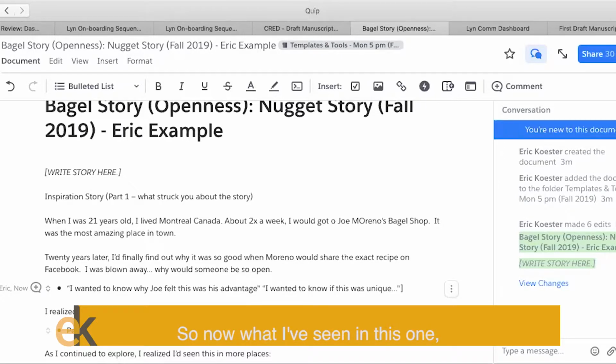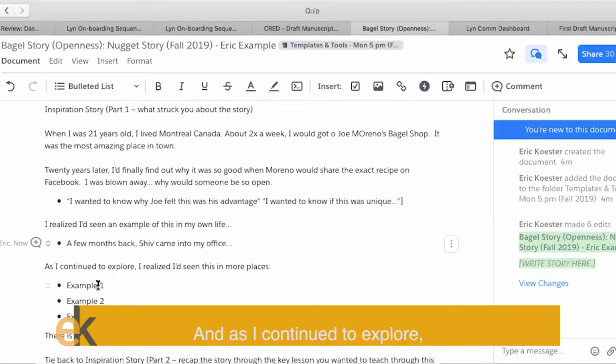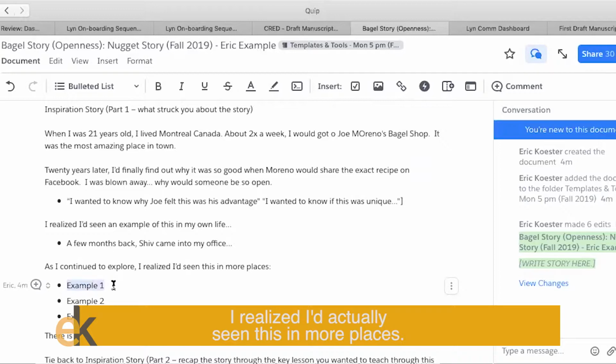So now what I've seen in this way, and then I realized I've actually seen an example of this in my own life. And then I sort of tell a few months back, Shiv came into my office. And then again, I can tell that story. And then as I continue to explore, I realized I'd actually seen this in more places.